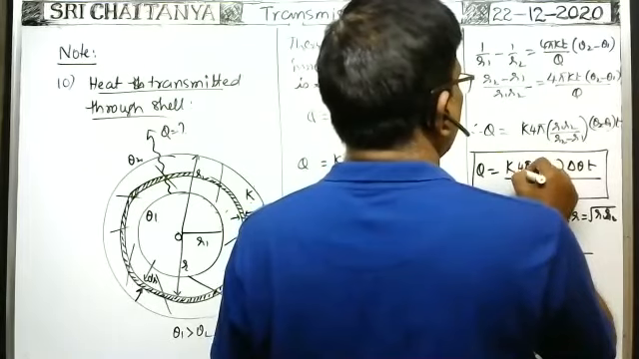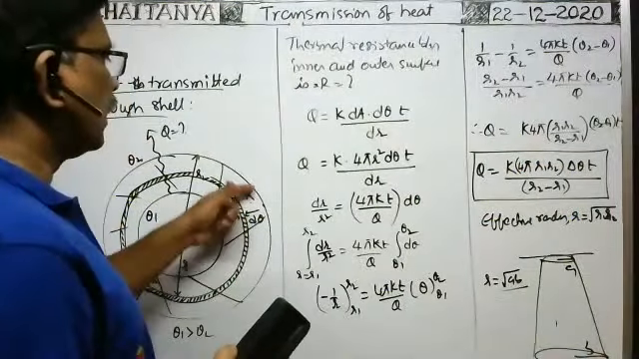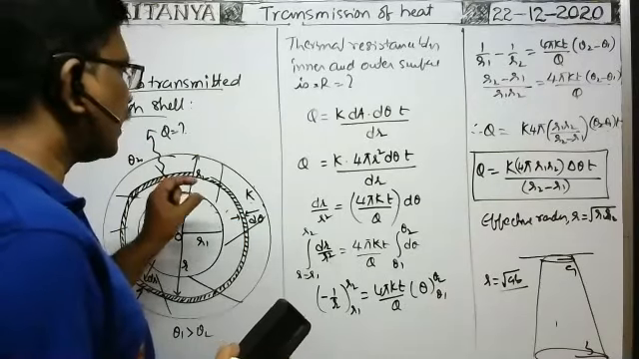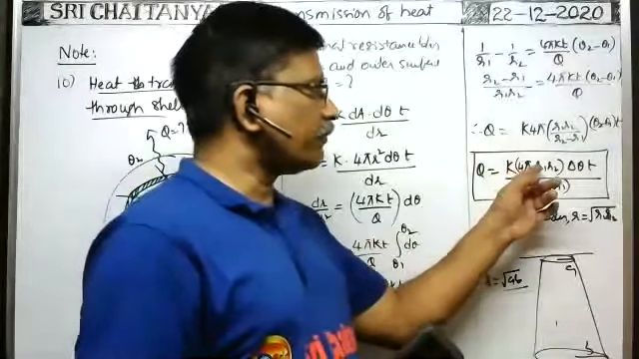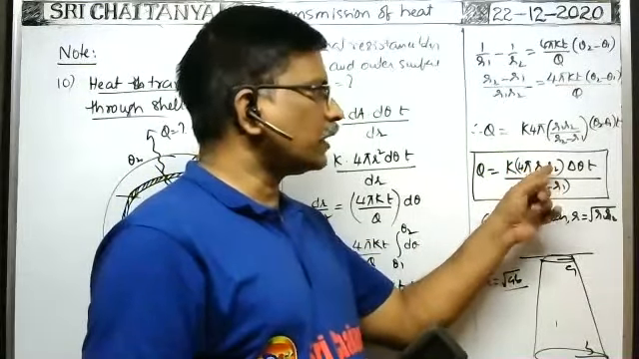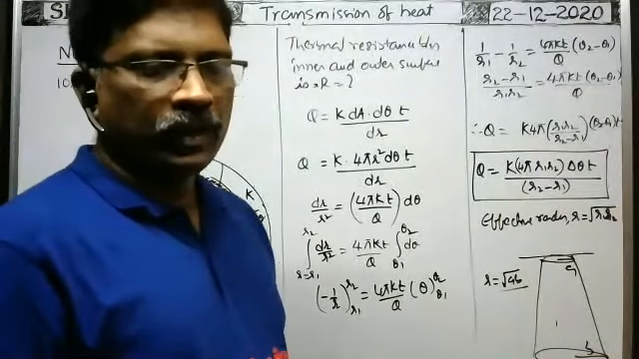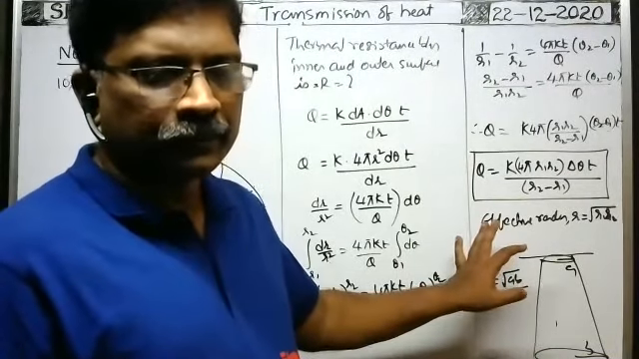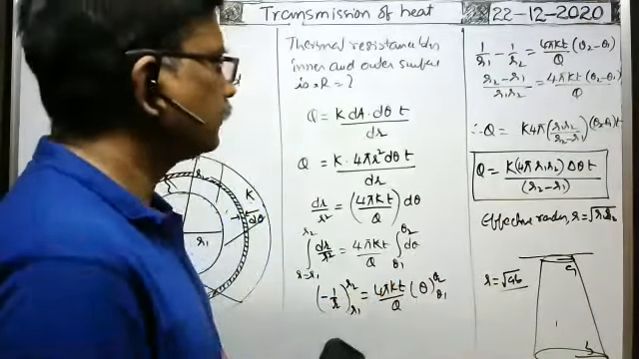4 is there. Here this area is equal to 4 pi r square, no? Surface area is 4 pi r square if r is the effective radius of this sphere. Instead of the effective radius here, root r1 r2 is there. Okay? Yes, 4 is there. Okay, now it's okay.